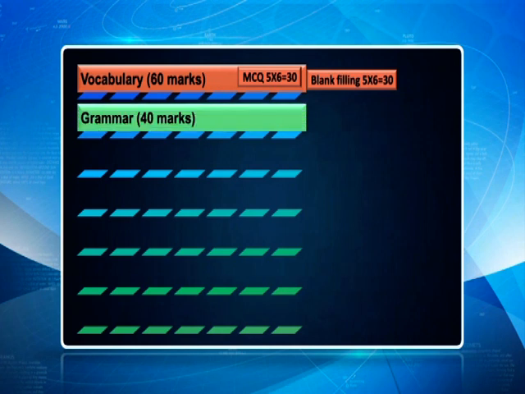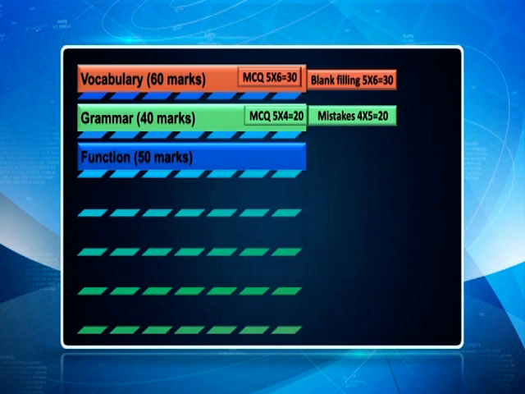And then we have grammar, which is out of 40, and you have 2 types of questions: multiple choice questions, 5 items out of 4, and correct the mistakes, 4 items, but in only 2 sentences. That is, each sentence containing 2 mistakes, which you have to correct, and they are all marked out of 5. And then we have functions, you have situations only, that is 5 situations out of 10.